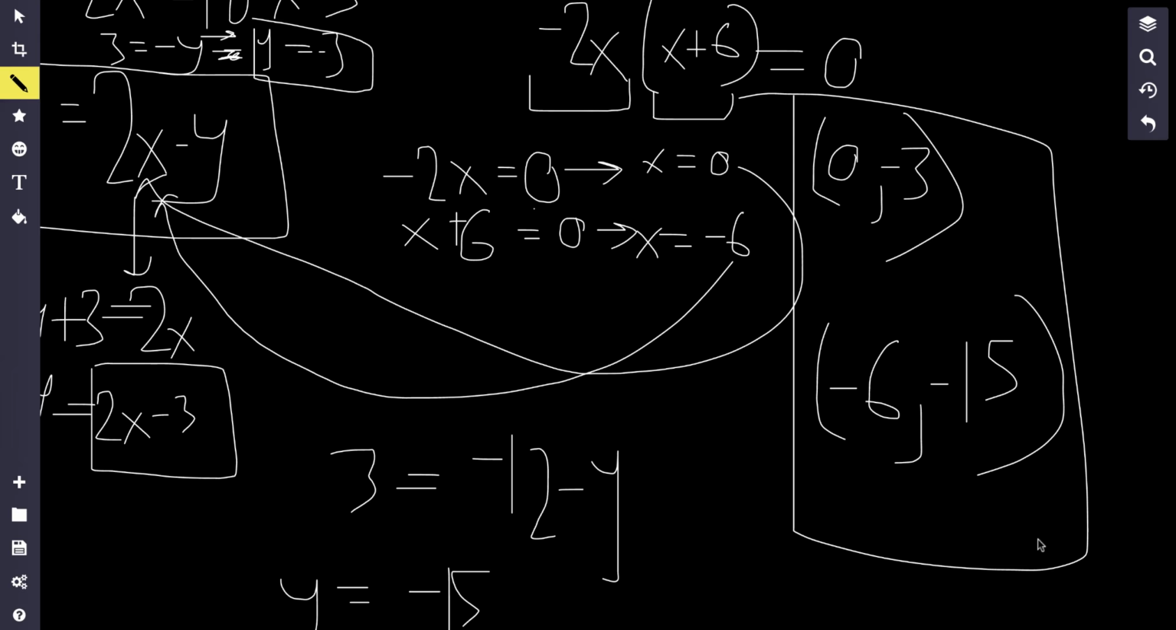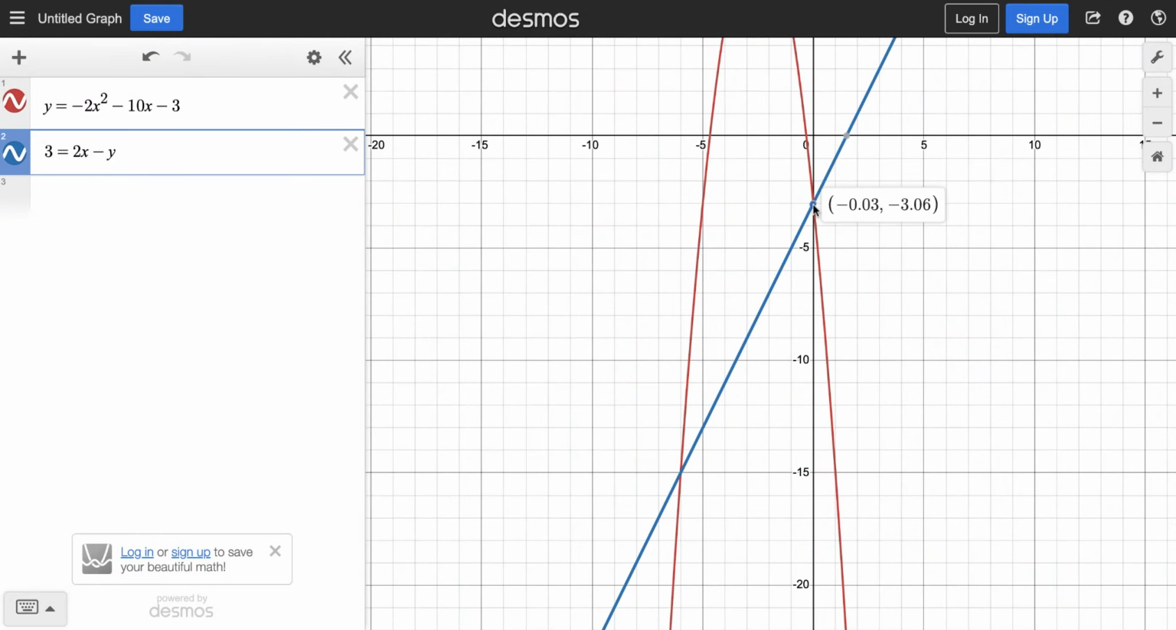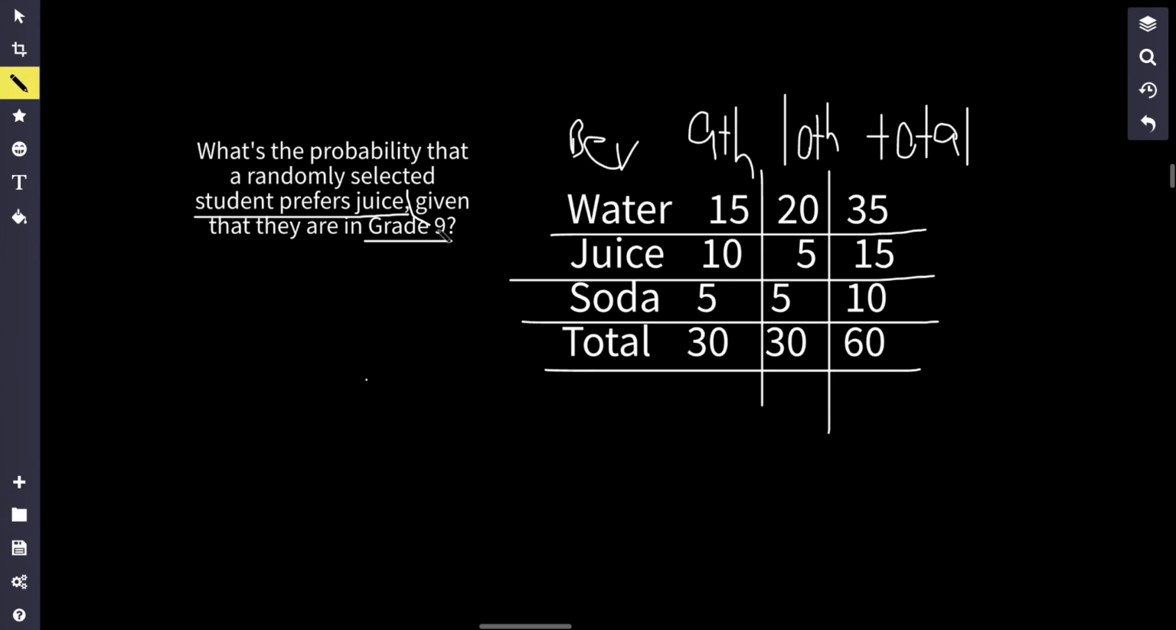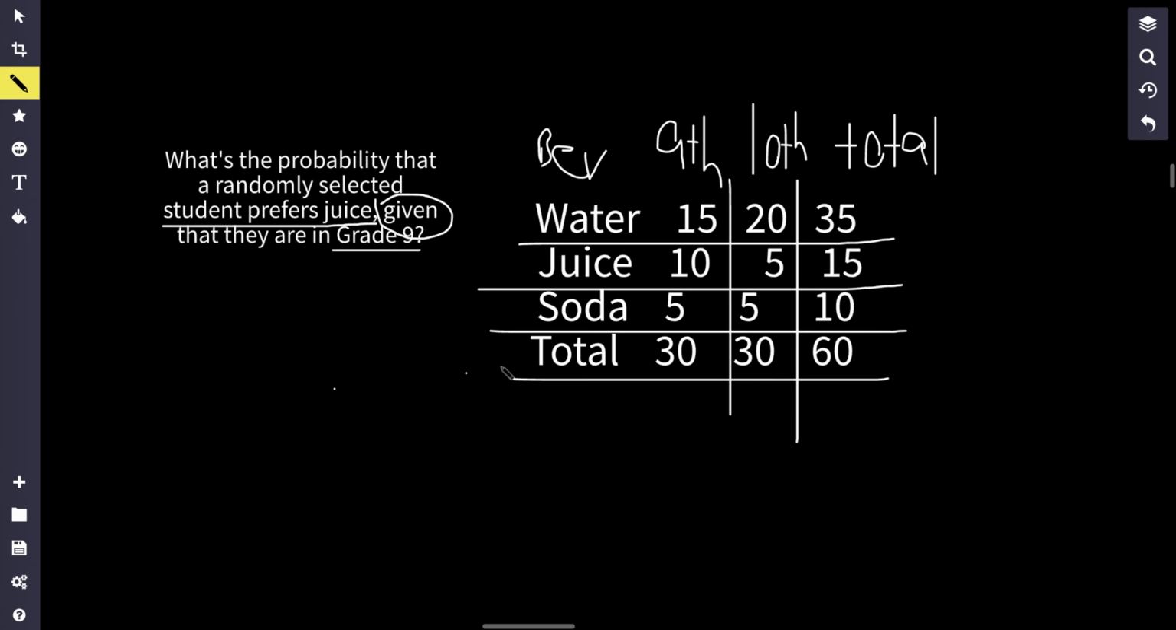Now, I've actually graphed this on Desmos, and you can see how we have one intersection point, (0, negative 3), and the other intersection point is (negative 6, negative 15), which is what I have here.